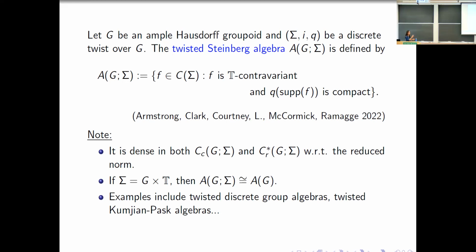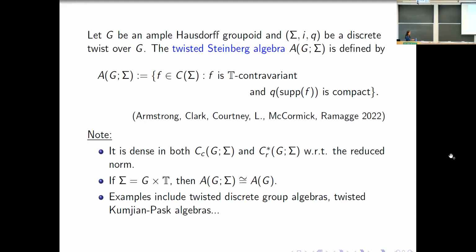And of course, depending on which norm you are working with. Secondly, if we just take the trivial twist, this simply means that I take the twist sigma to be the original groupoid G cross the unit circle, where, as I said, I need to equip my unit circle with the discrete topology. In that case, the twist Steinberg algebra just coincides with the original Steinberg algebra. Okay, there's nothing new.